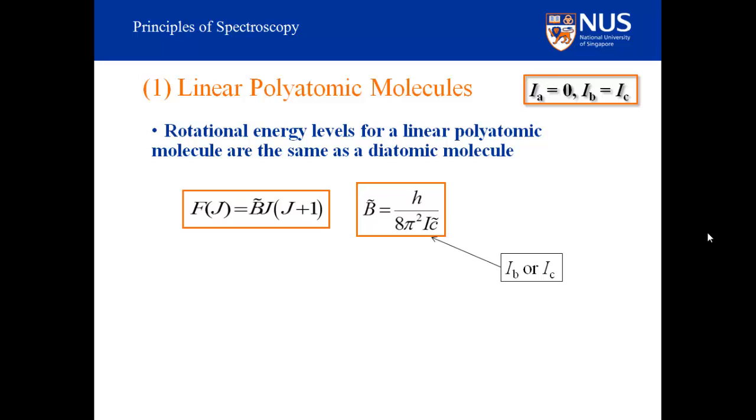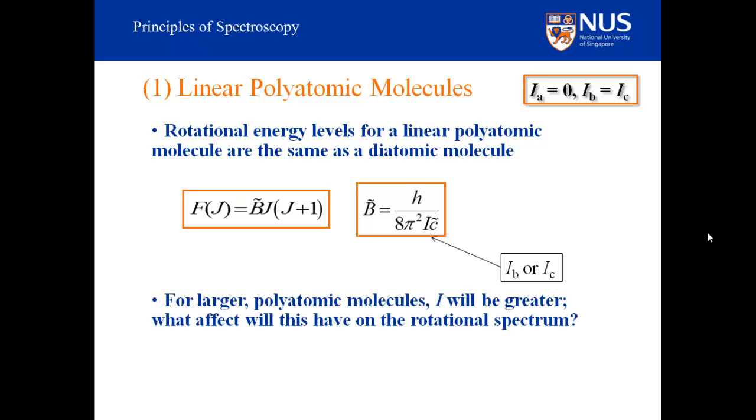Now this moment of inertia here is associated with the B and C axes, and of course they are the same. You cannot distinguish between them. The difference, though, between, say, a triatomic linear molecule and a diatomic linear molecule is that the triatomic molecules are larger. This means that their moments of inertia are also going to be greater. Remember, the moment of inertia is just the sum of the masses times the distance from the centre of mass squared. The more atoms you have in a line, the greater will be your moment of inertia.